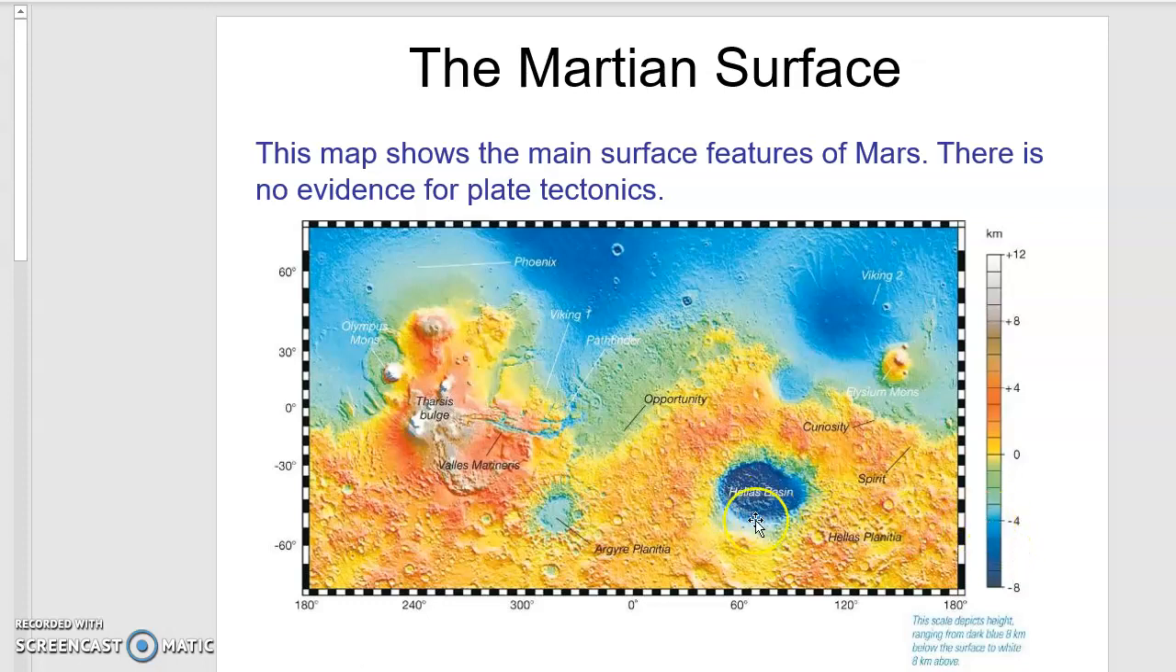This Hellas Basin here, the reason it's blue is because it's a very deep basin. It was probably an impact crater at some point, from something that happened a long time ago. These regions mean these are very, very deep, very low. These are regions where the air pressure on Mars could be higher. That's important.